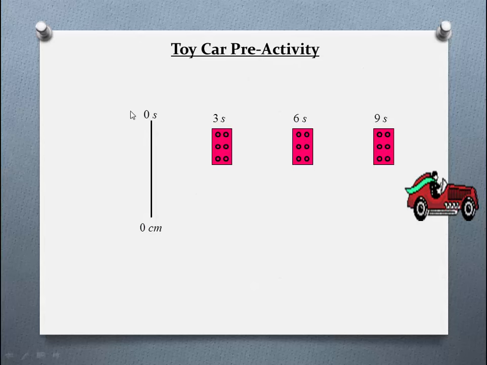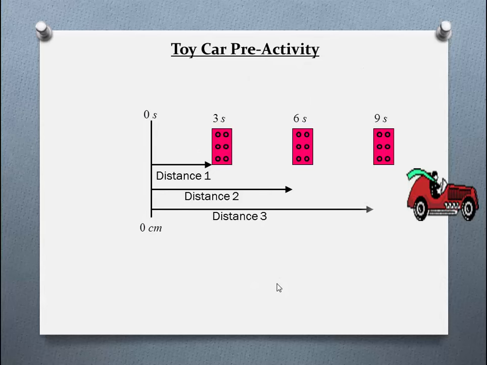We chose time, so I chose 3 second time intervals. You now have to measure distance. When we measure distance, what do we need to do? Well, we're going to be measuring the distance the car has traveled at those times. So I'm going to measure from the starting line to the first block is distance 1, from the starting line to block 2 is distance 2, and the starting line to block 3 is distance 3, and so on until you get all your distance measurements.